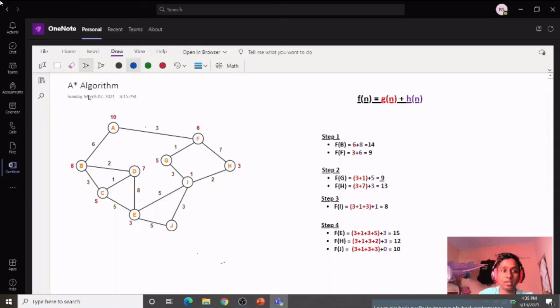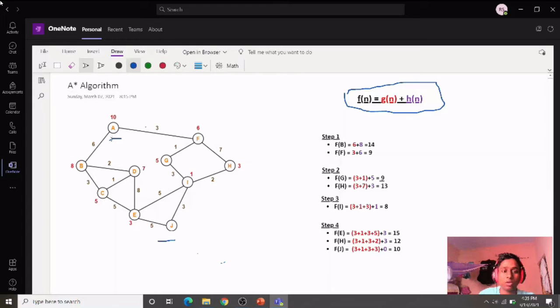To understand the A-star algorithm, let's solve this question. In this question, we have to start from node A and reach node J by the shortest path. As we know, the A-star algorithm works on this formula, f(n) = g(n) + h(n). The number written in red represents g(n), and the number represented in purple represents h(n). Okay, so let's solve this question.